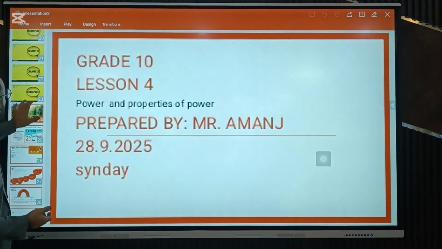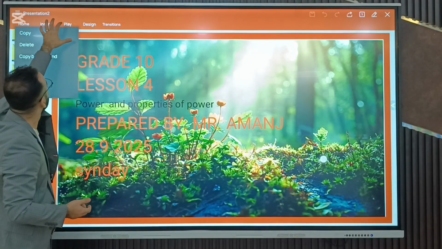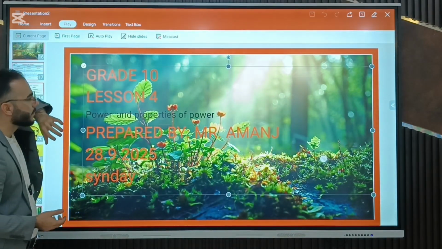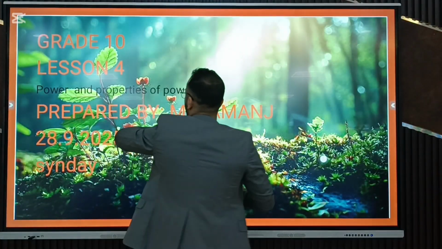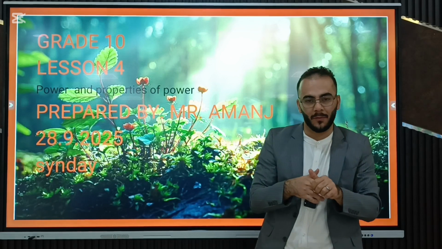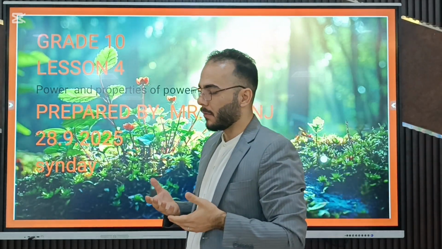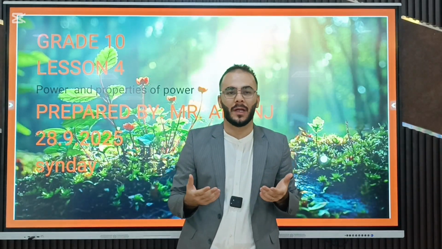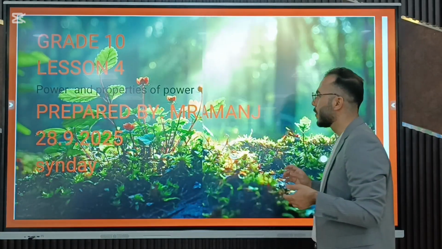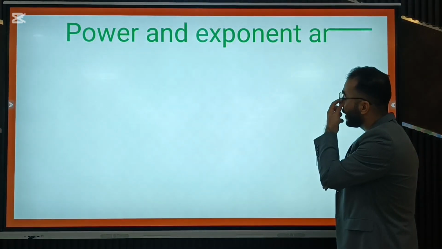And here is the slide. Let's just play it. So the lesson is power and properties of power. So we are dealing with powers. We already said that power is a repetition of multiplication of a number by itself. So, repeating a multiplication of a number by itself. You might ask me, how, mister? So let's just go to here, power and exponent.